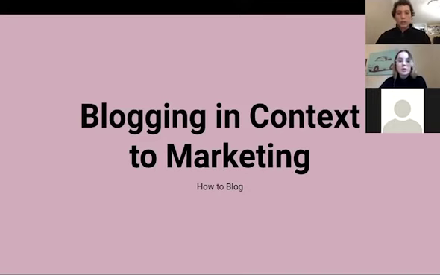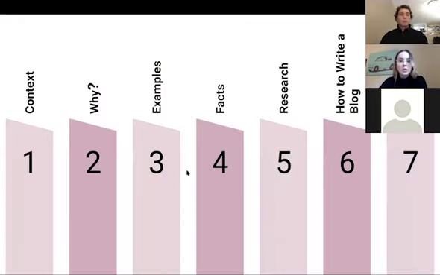So let's jump into this next slide here. We're going to start off with blogging in context to marketing. I'm going to explain that. Then we're going to go into why a business or yourself would want to blog, examples of some good and bad blogs, so they can contrast each other and you can compare. And then some facts, how to do market research, how to write an actual blog, and then we'll get into communication with the client.